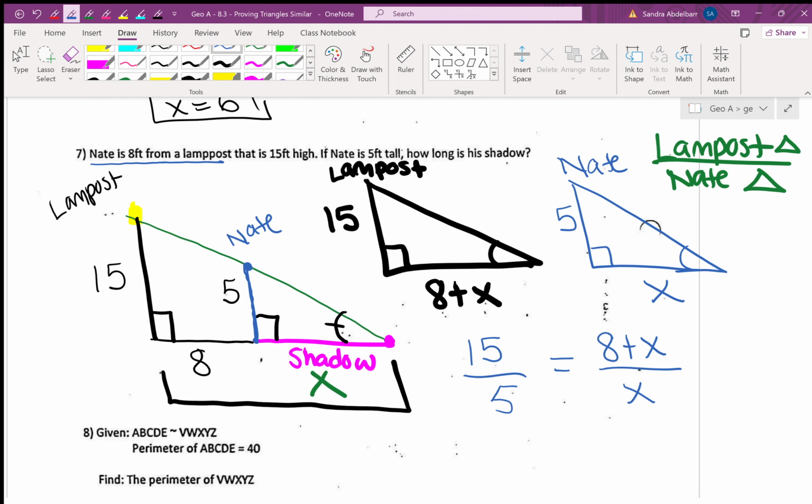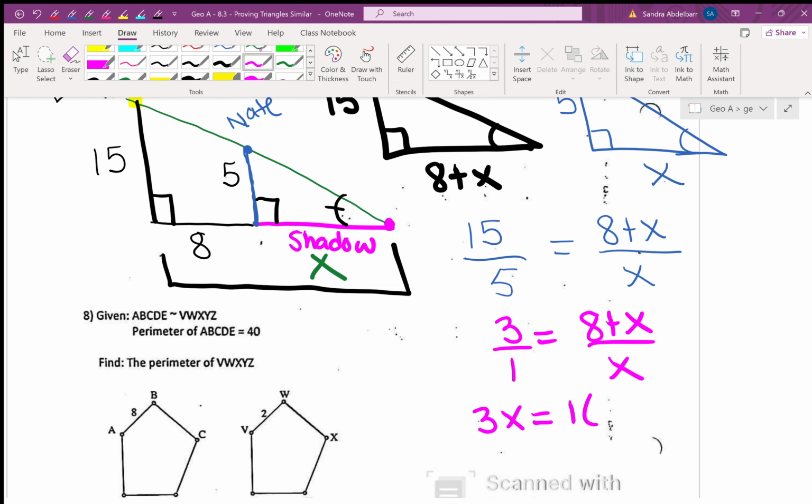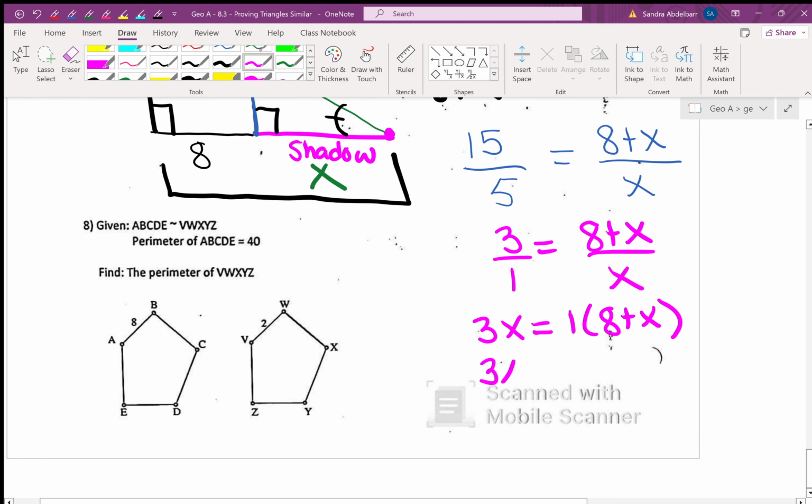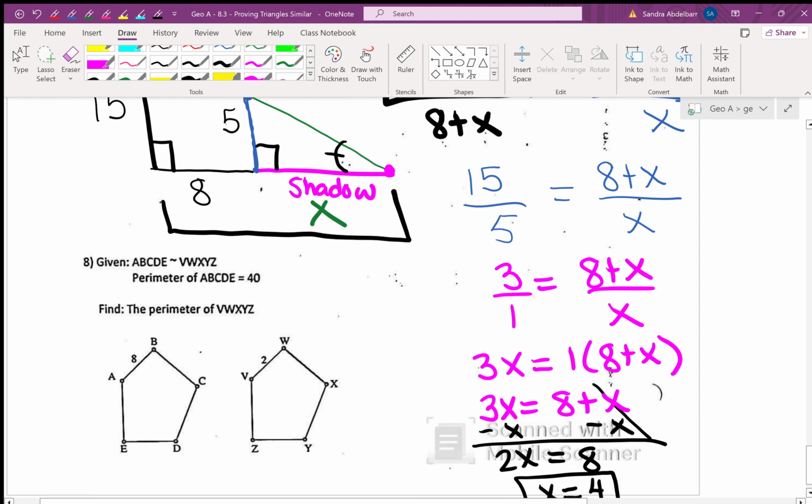All right, before I cross multiply, what am I going to tell you to do? Simplify. Divide by 5. We are 3 over 1 equals 8 plus X over X. Cross multiply, we get 3X equals 1 times the quantity of 8 plus X. 1 times anything is just itself, right? So now this is 3X equals 8 plus X. I'm going to subtract the X. So we get 2X equals 8. So what is X? 4. What does 4 represent? The shadow. The shadow. You got it.